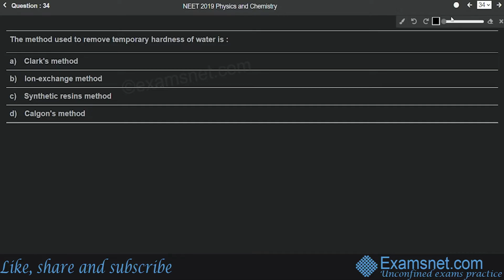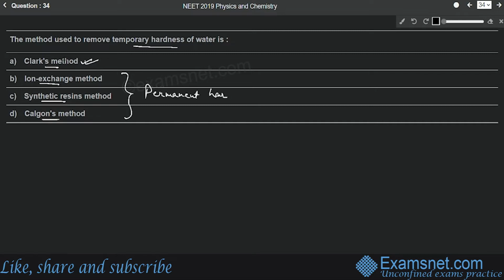Question number 34 is from the chapter hydrogen, and the question is: the method used to remove temporary hardness of water is, options are Clark's method, ion exchange method, synthetic resins method, and Calgon's method. So the correct option will be option number A, that is Clark's method, and all the other three options are for the removal of permanent hardness of water.